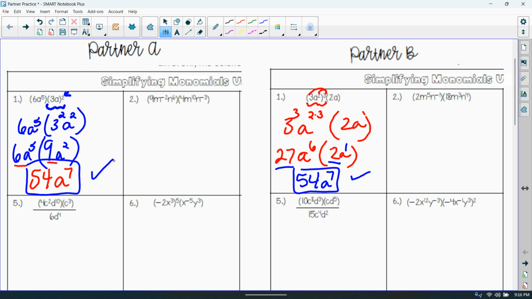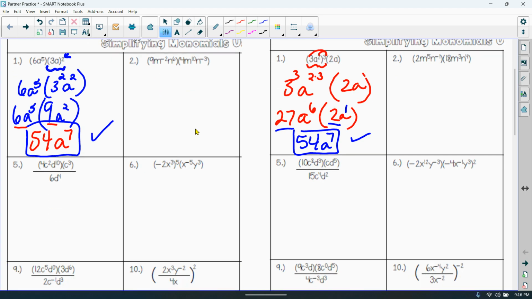So what you could do when you're doing this activity is just check to see if there's a partner A or B in your group, work out the problems, and see if you get to the same answer. That will verify if you're doing it correctly. If you get a different answer, then you can work together to try to figure that out.